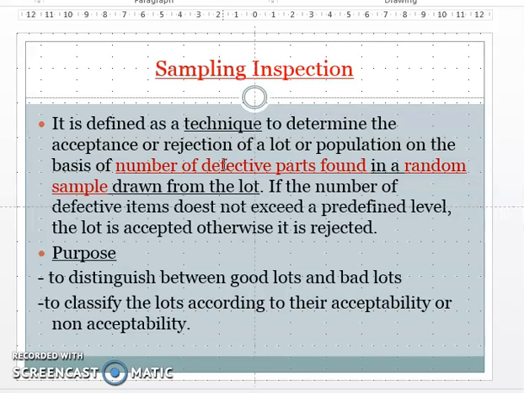Sampling inspection is a very old process. In day-to-day life we are using this sampling inspection. Suppose you go to a grocery shop and you have to purchase rice, then what you do, only by taking a sample you are judging the quality, and you are deciding whether you have to purchase this or the next quality.